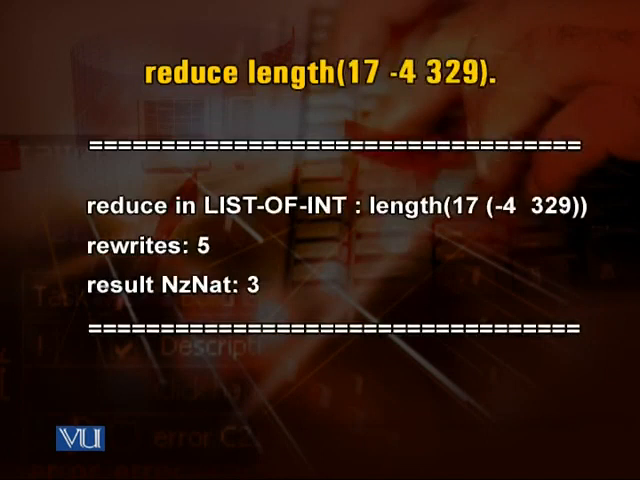So here is the example. We say reduce length 17 minus 4, 329. So the list is 3 integers, 17, minus 4 and 329. So we say reduce and find the length. When we do that, we say reduce in list of int, length 17, minus 4, 329, and it says rewrites 5 and result nz nat 3. So this is the output that is generated.